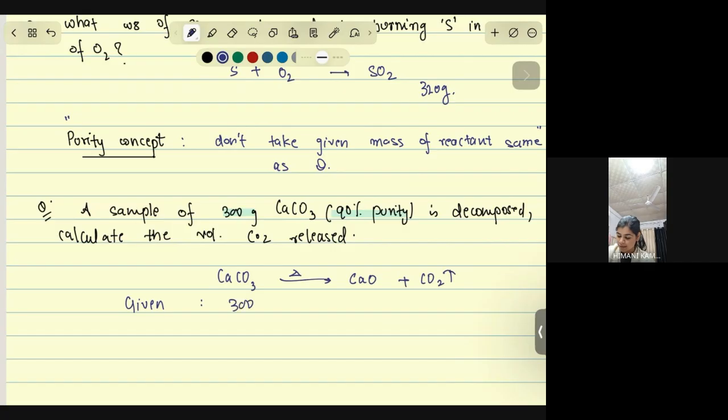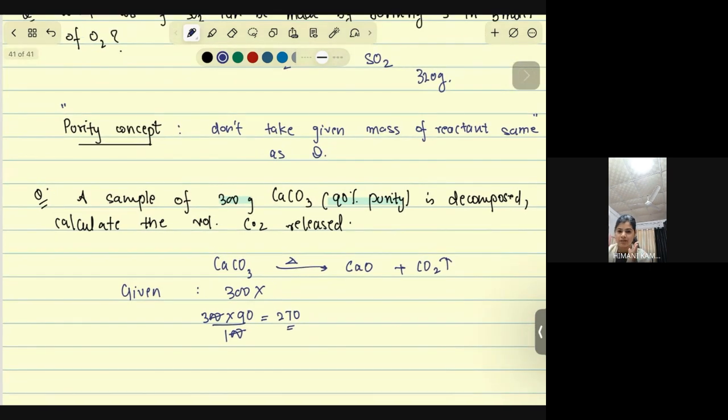So it won't be 300, because there is some impurity in it. 90% purity means now we have to convert it. It is 270. Yes, so this is the mass of reactant. So the 30 gram was the impurities in it.